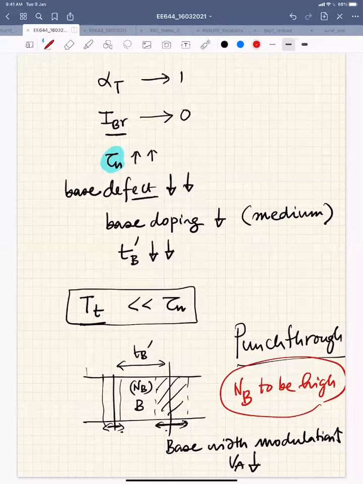So the idea behind the heterojunction: heterojunctions are now used everywhere, right? One is the bipolar junction transistor, but if you think about photodetectors, lasers, or all those optoelectronic devices, heterojunctions are heavily used.